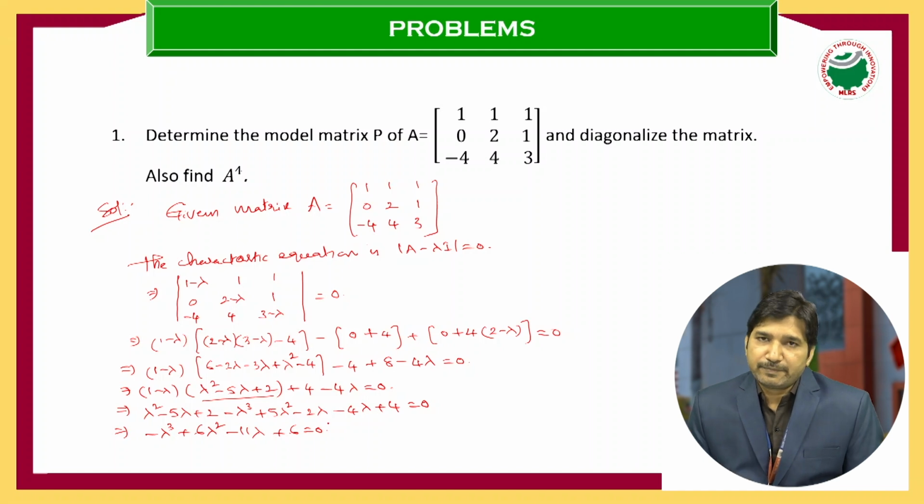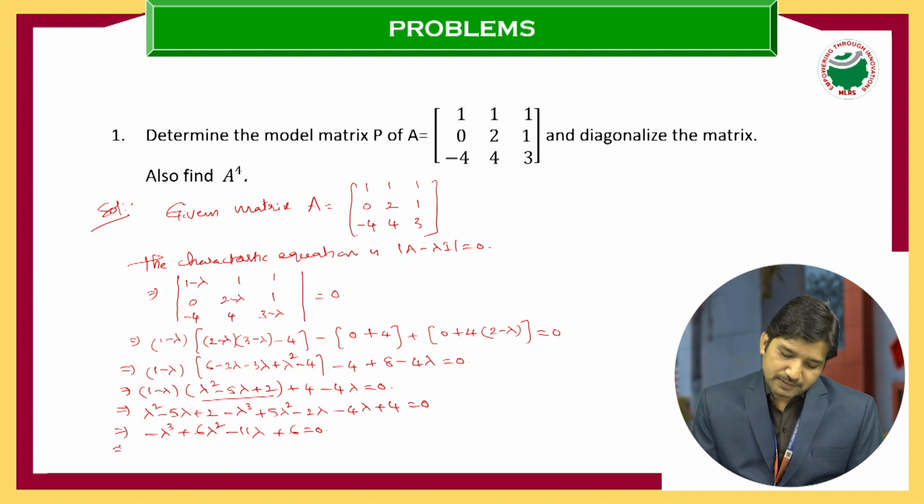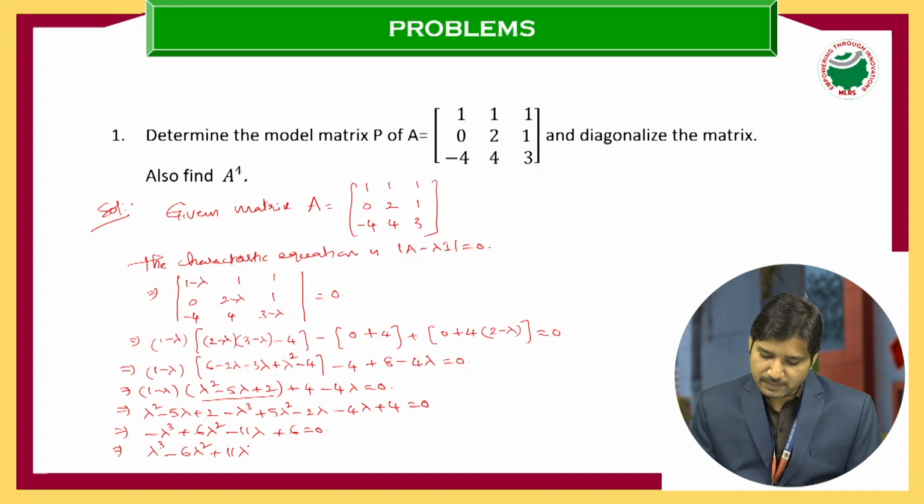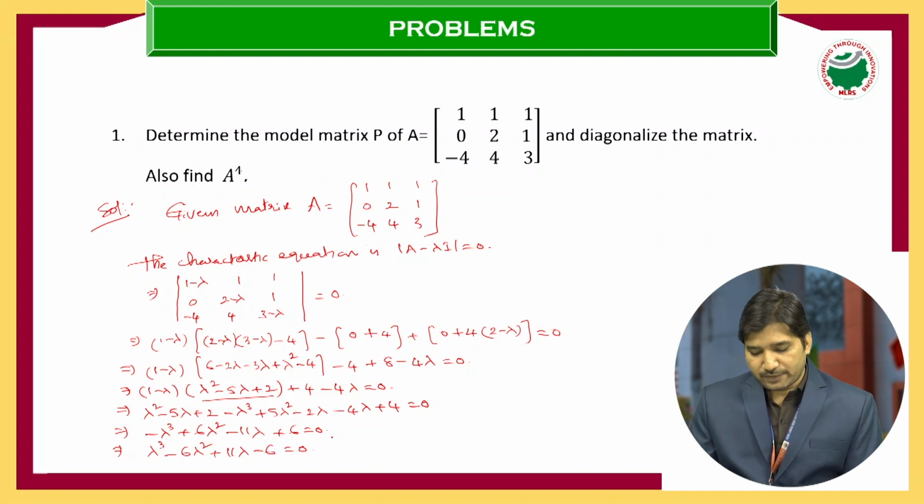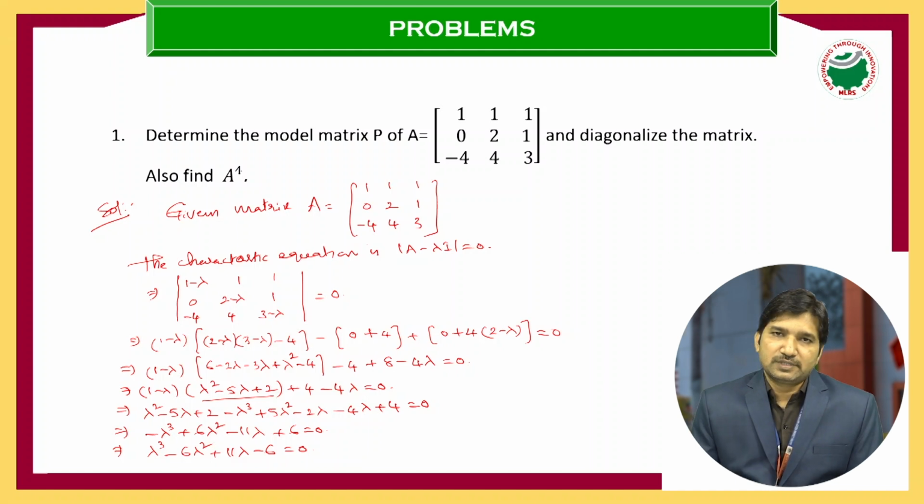Multiplying the entire term by minus sign, we will get lambda cubed minus 6 lambda square plus 11 lambda minus 6 equal to 0. This is a third degree polynomial. You can use any synthetic method or a scientific calculator to get the roots. Those roots are the eigenvalues.